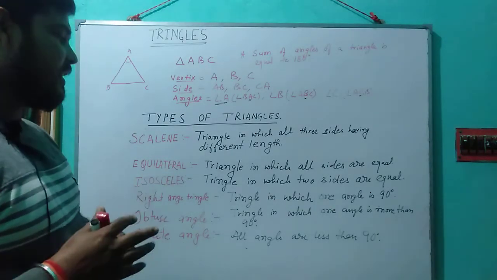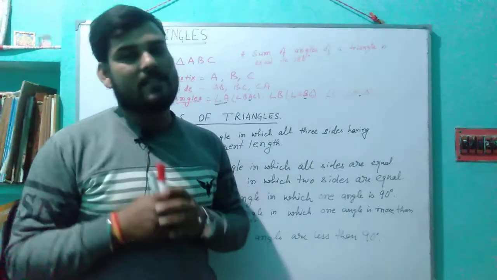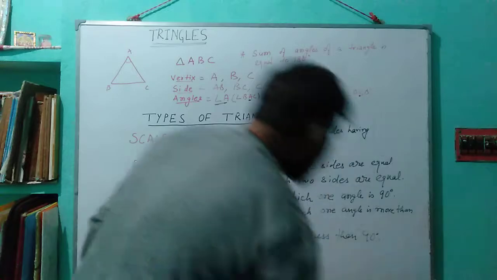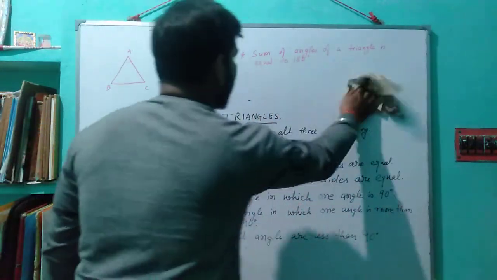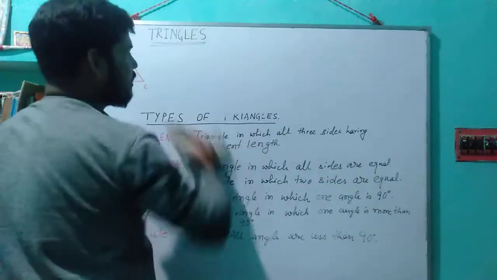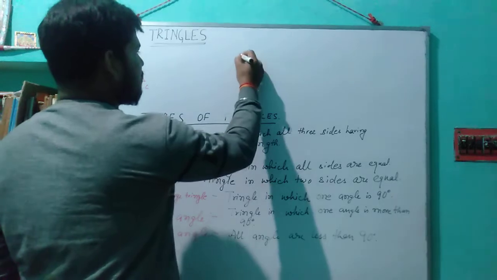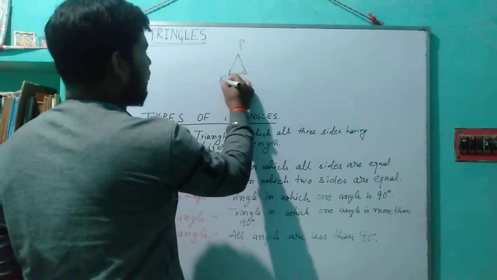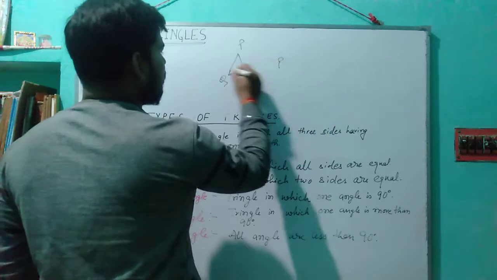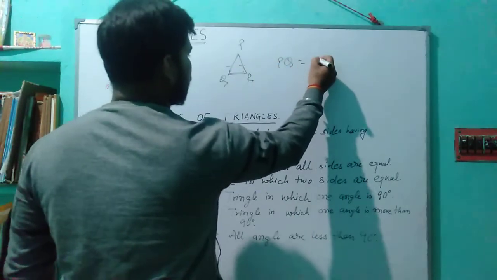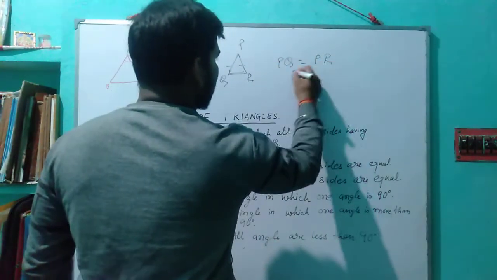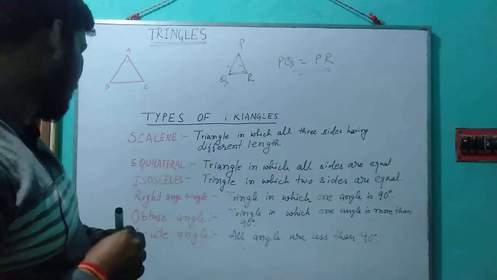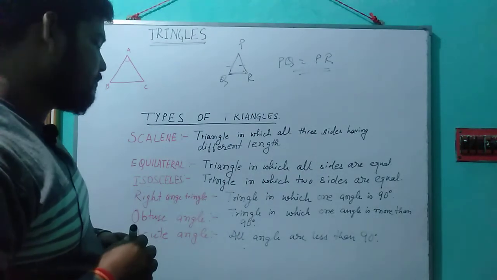Then isosceles triangle. A triangle in which at least 2 sides are equal. Okay? It must have 2 equal sides. Like suppose this is a triangle, say P, Q and R. Okay, so like PQ equals PR, then it will be called an isosceles triangle. Then right angle triangle.